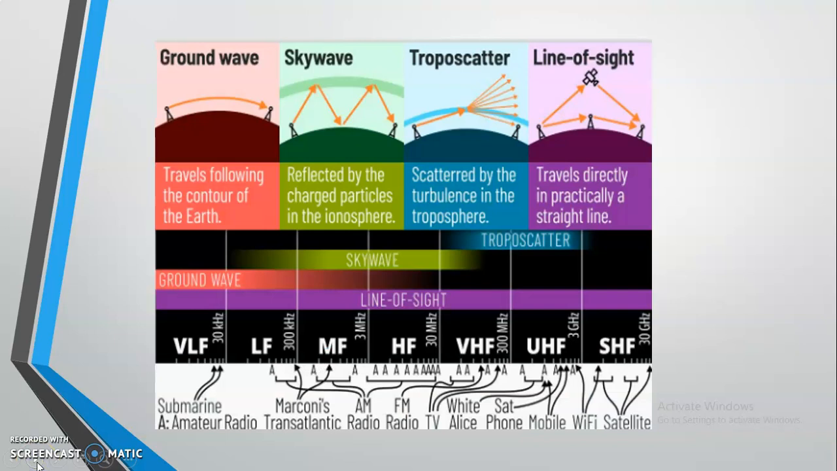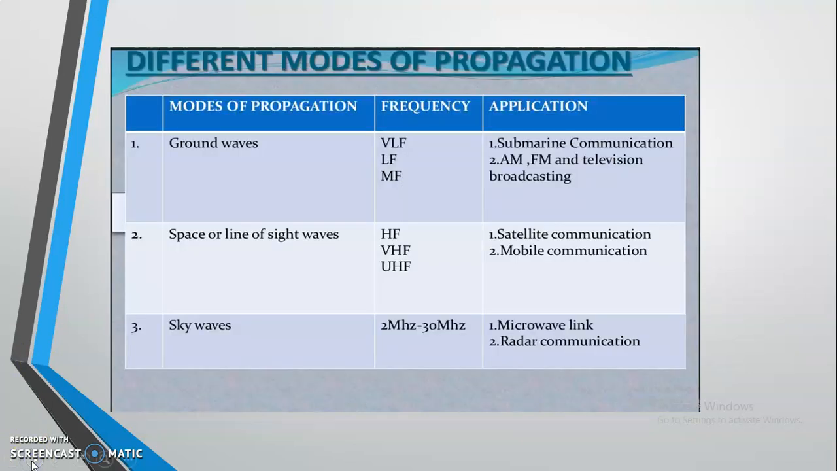Now, there are different frequencies of signals in which they propagate. That is, we have very low frequency, medium frequency, high frequency, very high frequency, ultra high frequency and super high frequency. All these different frequencies of signals will determine which type of propagation we should choose. There are basically three modes of propagation which we'll see now. The different modes of propagation.